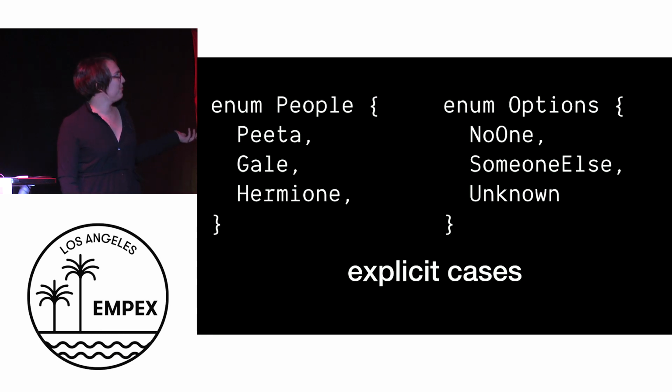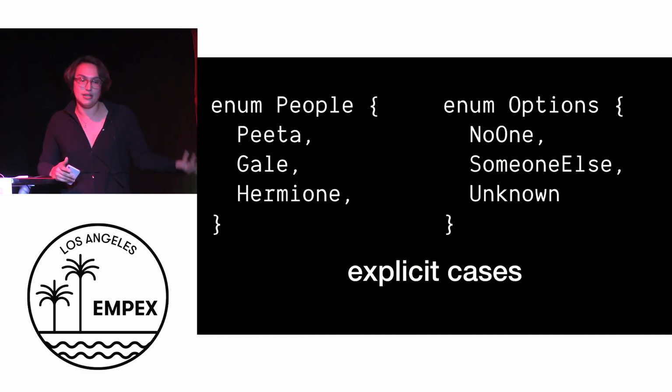So going back to the example of having a survey form where we collect people's opinions on who Katniss should date, we have a number of people. In this case, I'm using TypeScript enums. So people, Peeta, Gale, Hermione, are the choices we saw before, the earlier versions of the form. But then there's also an enum of options where it's like, oh, no one, someone else, unknown, and you can enumerate other exceptions or non-person entities or choices in this enum.